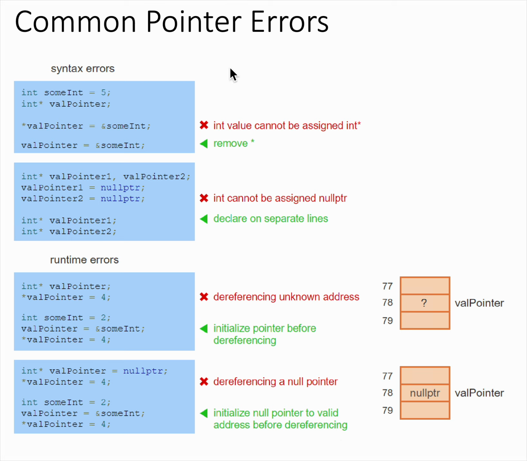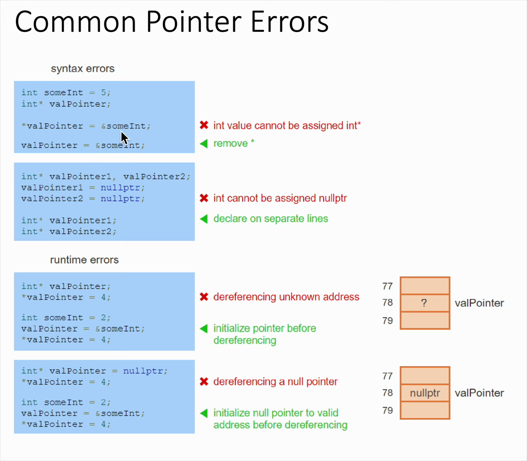Here we're gonna go over two syntax errors and two runtime errors. So in the first syntax error, we initialize a variable some int to be 5. We initialize a val pointer to be a type int. We then dereference val pointer to be the address of some int.